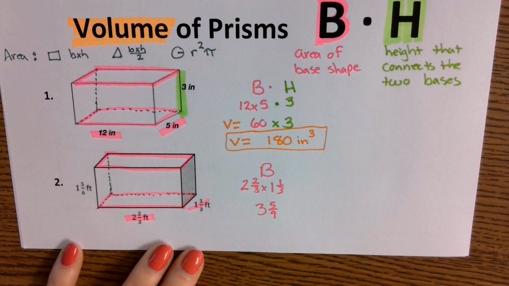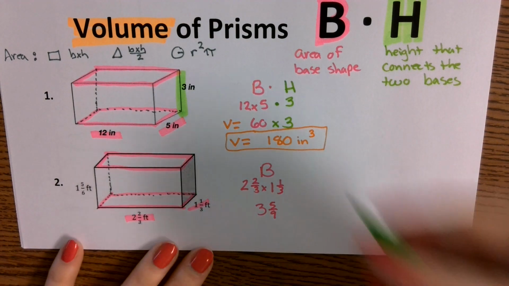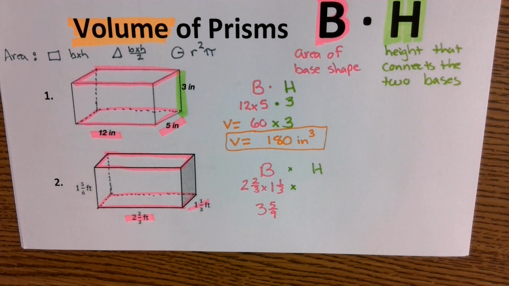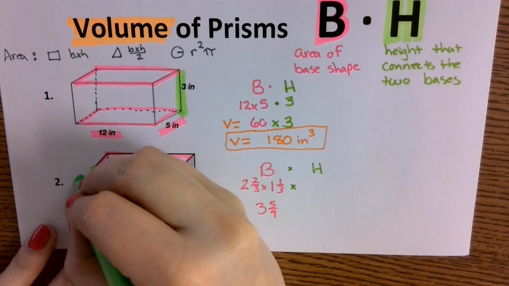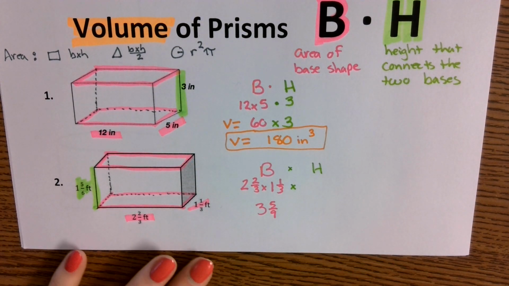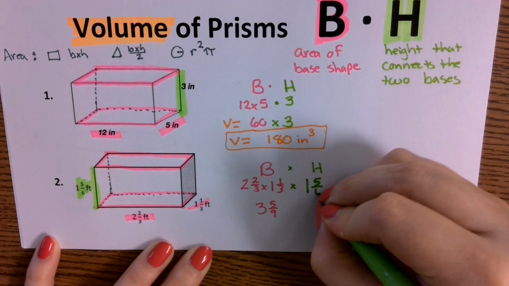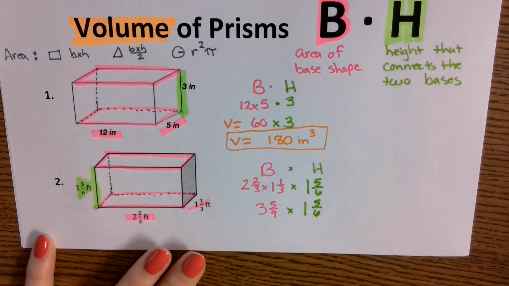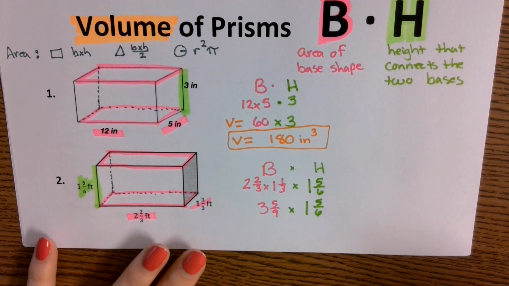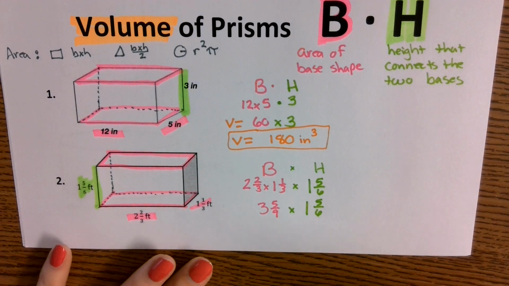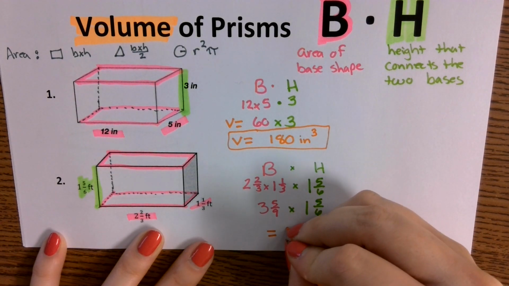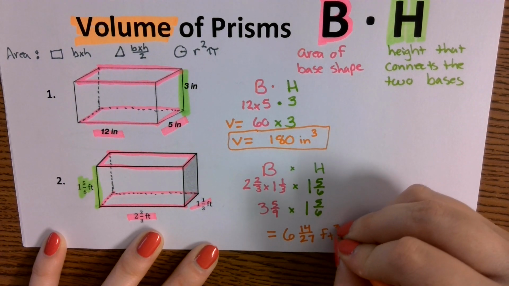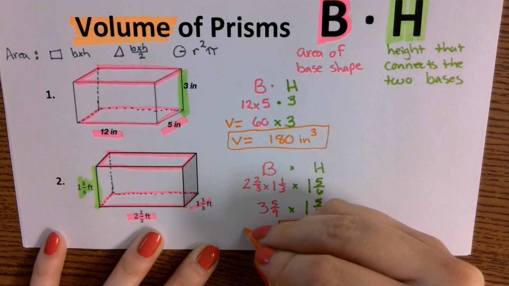It's also the same as the rectangle on the top. Those have identical areas. Then I'm going to multiply this by the height that connects those two rectangles together, which happens to be this 1 5/6. So that's the height of the rectangular prism. So I'm going to multiply 3 5/9 times 1 5/6. And again, I want to keep my answer in mixed number format. If you don't, you're going to get an improper fraction. But here you should have gotten 6 14/27, and that would be cubic feet, feet cubed. That would be your volume.